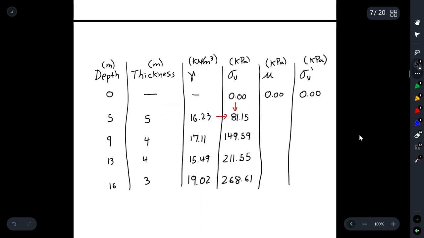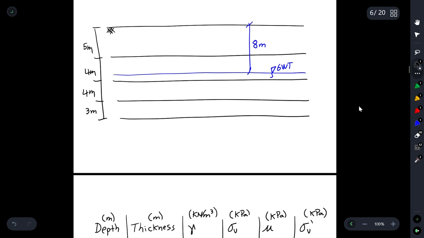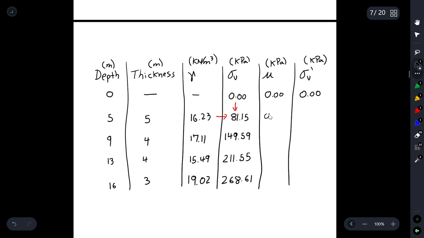Remember now, the new depth of the groundwater table in this case is 8 meters. So at 5 meters there won't be any groundwater table. So this doesn't really change. So the effective stress really becomes 81.15. Okay.